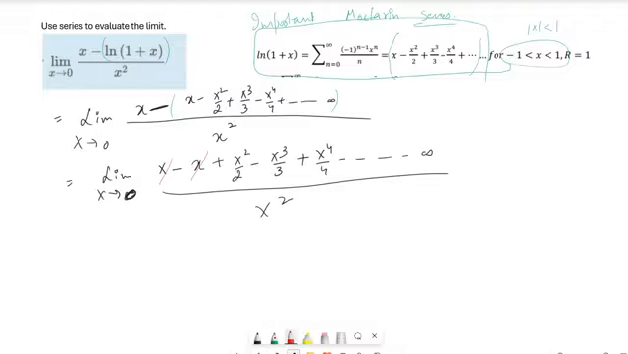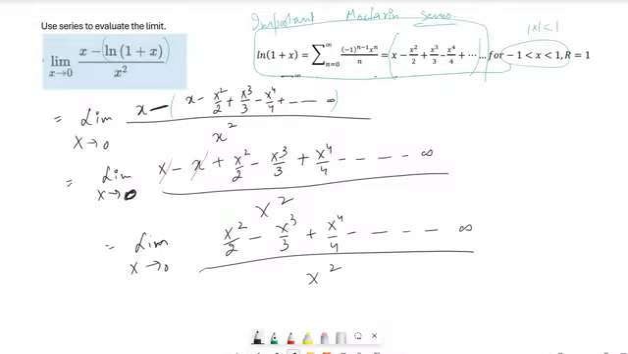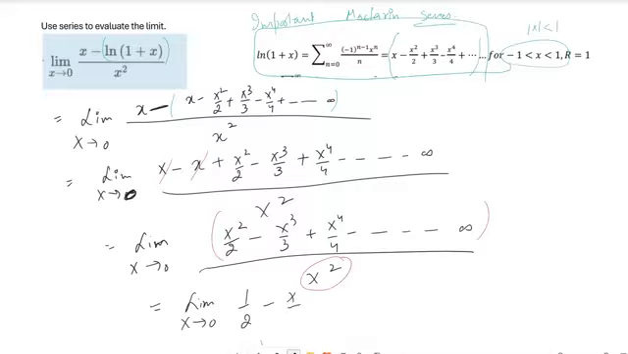This x and x will cancel because they are equal and opposite sign. So what do we have? Limit x approaches to 0. We have x squared by 2 minus x cubed by 3 plus x4 by 4 minus and so on up to infinity divided by x squared. All the terms in this are to be divided by x squared. So this will be left by 1 by 2 minus x by 3 plus x squared by 4 minus so on up to infinity.